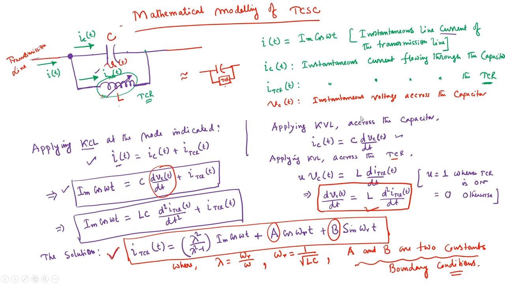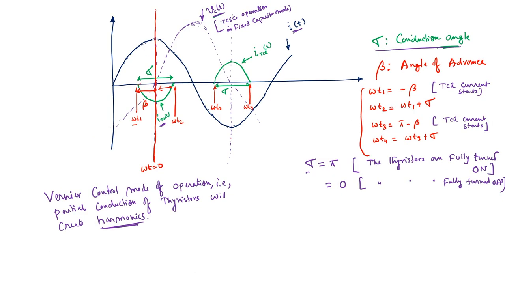Now, what should these boundary conditions be? We can develop them right now from this waveform. What would be the boundary conditions for ITCR? You can see that ITCR at T1, that is minus beta by omega, so omega T1 is equal to minus beta, is equal to ITCR at T2, which is plus beta by omega, since this is the angle of advance, so omega t is equal to plus beta. This is equal to 0. So, this could be one boundary condition.